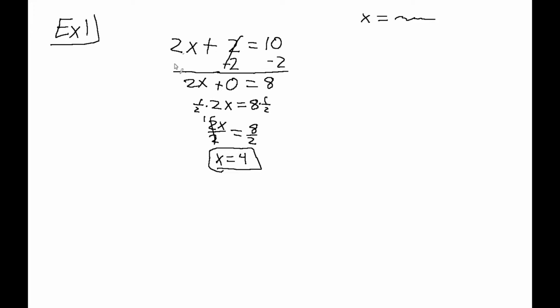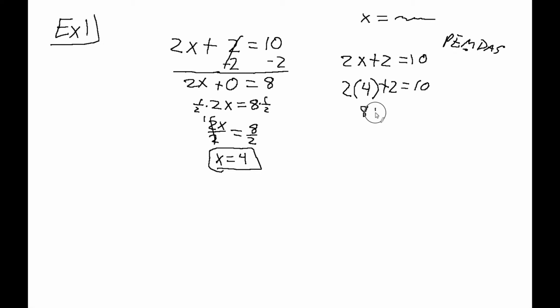Just a reminder, remember to do PEMDAS. Don't forget, when you're doing your operations, make sure you have them in the right order. Let's plug it back into the equation. We have 2x plus 2 equals 10, so we plug the x in with 4. So 2 times 4 plus 2 equals 10. Let's do our PEMDAS. 2 times 4 is 8. Bring down the 8 plus 2, which is 10. So 10 equals 10, and we got the right answer. So x does equal 4.